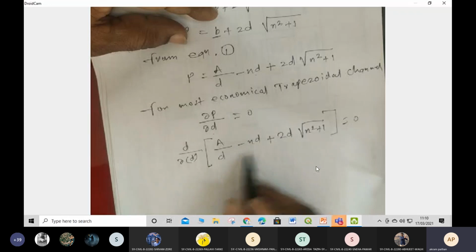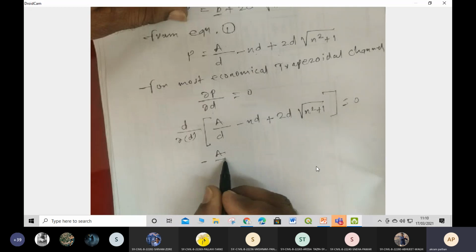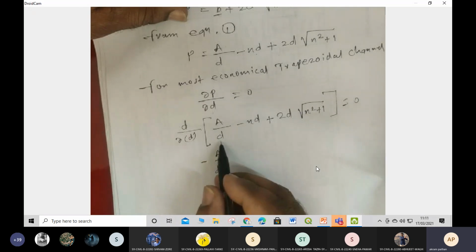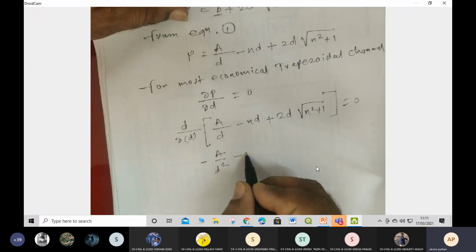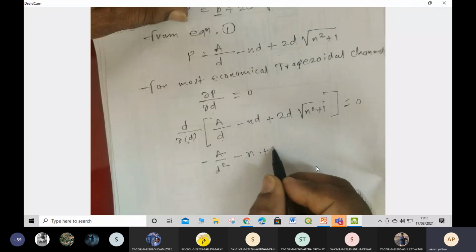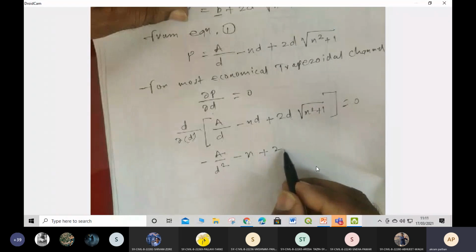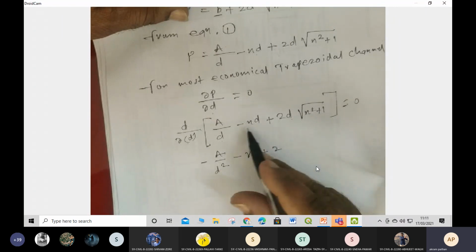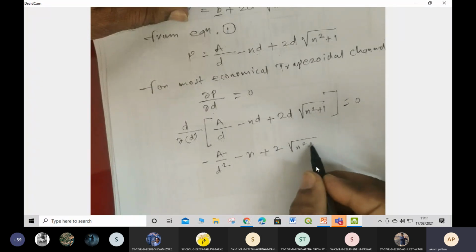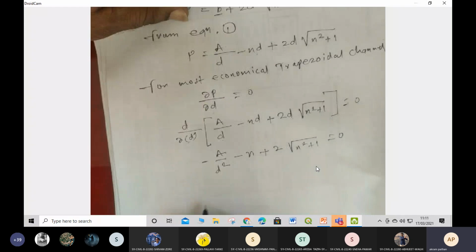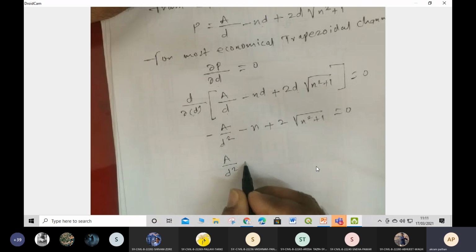Then we have to differentiate this equation with respect to the depth of flow. So I will get A by D square. If I differentiate this D with respect to the depth of flow, minus (n plus 2), the derivative with respect to this D is 1, so minus (n plus 2) under root n square plus 1, which is equal to 0. Now if I further simplify this expression, I will get A by D square plus n.